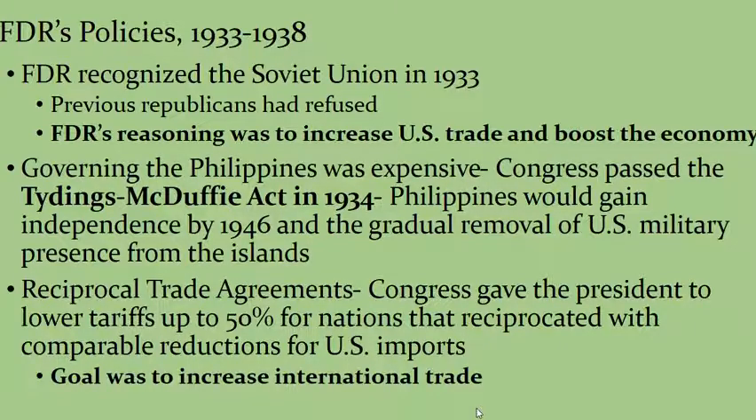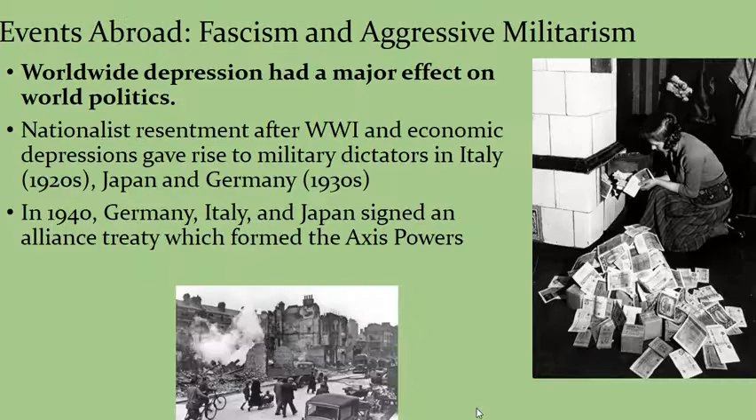And we're trying to increase trade. They lower tariffs by 50%, and the goal was that they would reciprocate and reduce tariffs for U.S. imports. So we're trying to increase global trade. Remember that one of the reasons global trade went down so much was the Hawley-Smoot Tariff Act. That was done under the Hoover administration in an attempt to help the U.S. economy, but it actually sank everyone deeper into the Great Depression.